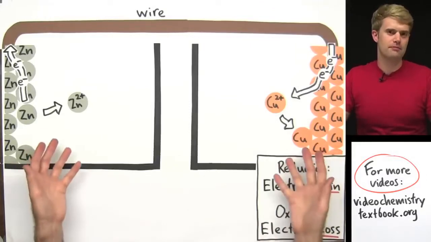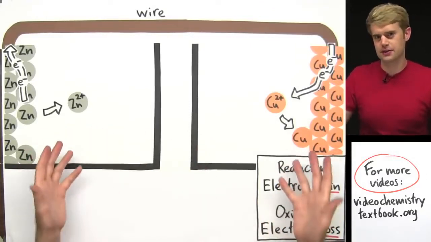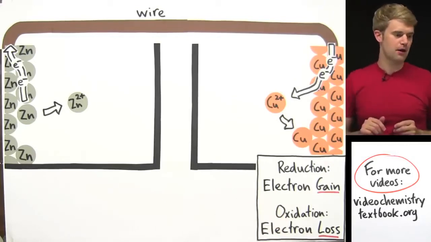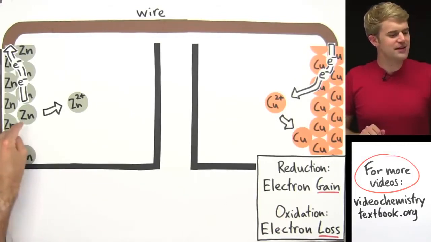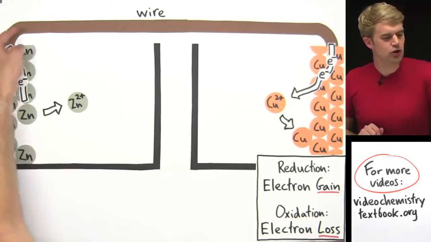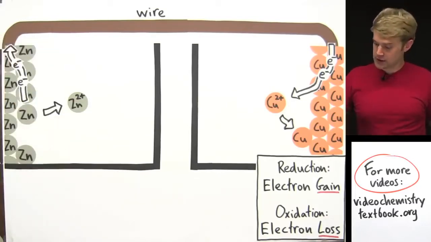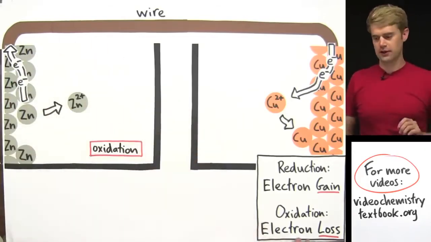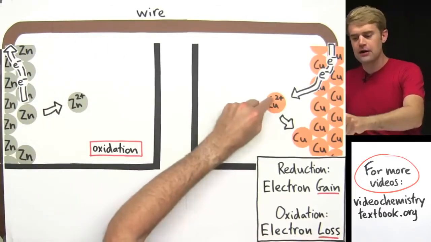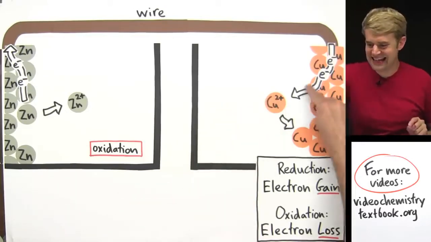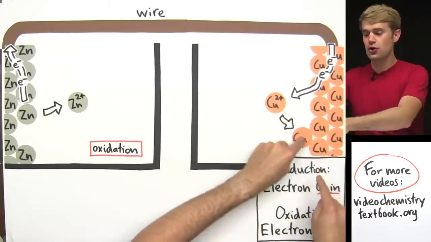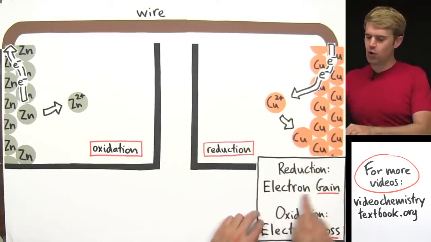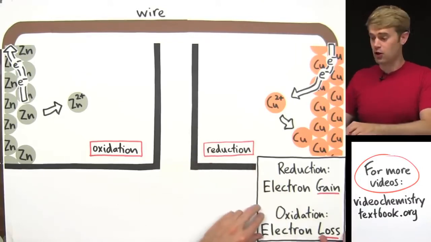Here are some diagrams for the process that's happening in the voltaic cell. I want to describe what's going on in terms of oxidation and reduction. So over here, one of these neutral zinc atoms is losing electrons. That means that oxidation is happening on this side of the voltaic cell. And over here, this Cu2+ ion is gaining 2 electrons to turn into a neutral copper atom. So reduction, or gain of electrons, is happening over here.